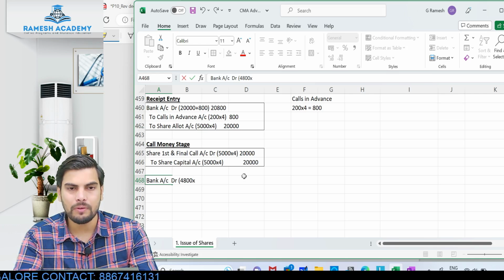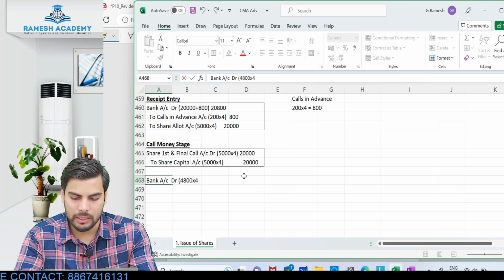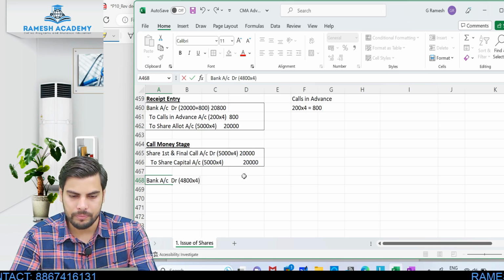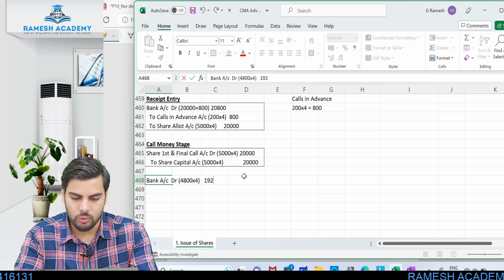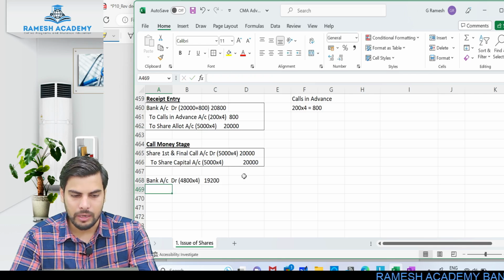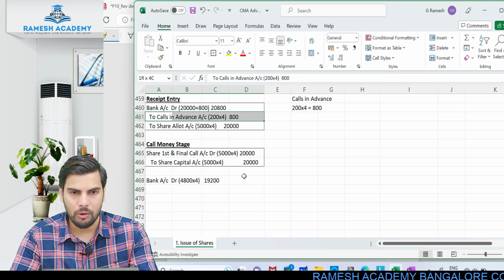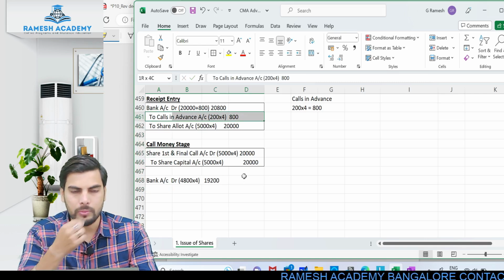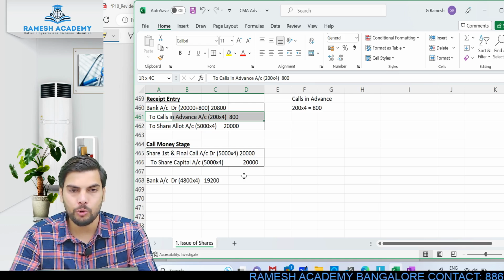Okay, so I will be receiving this first and final call money only to the extent of 4,800. So how much will this be? This will be 19,200. The remaining 800 rupees I need to adjust now. Till the time the call was made, it was treated as a liability. Now I need to nullify it.